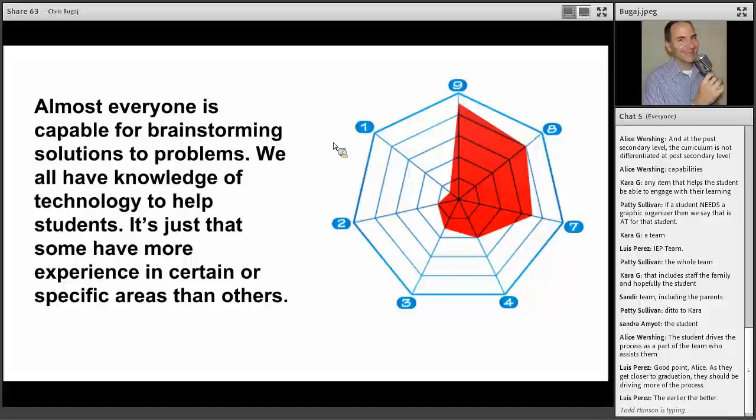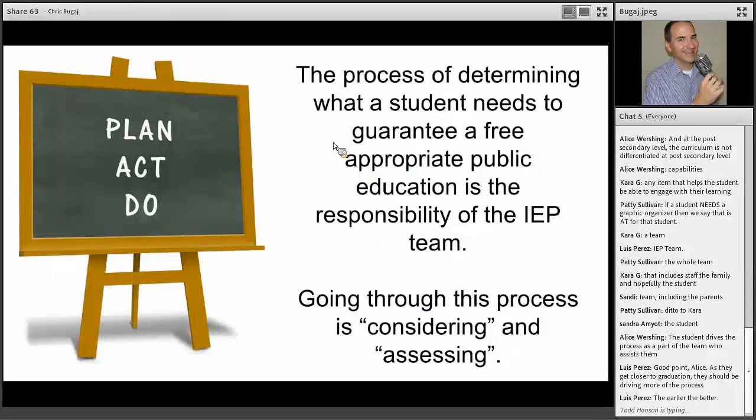It's recognizing that people on the IEP team have different skills and that they can use those skills to make determinations about what a student needs. So the idea that the process of determining what a student needs to guarantee a free and appropriate public education is the responsibility of the IEP team.